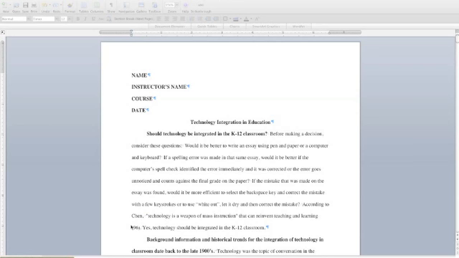All the students in the course had the same topic, which was technology integration in education. This particular paper is an A paper, very well done. This paper is also shared on the resources page of the course site, so you can reference it there.